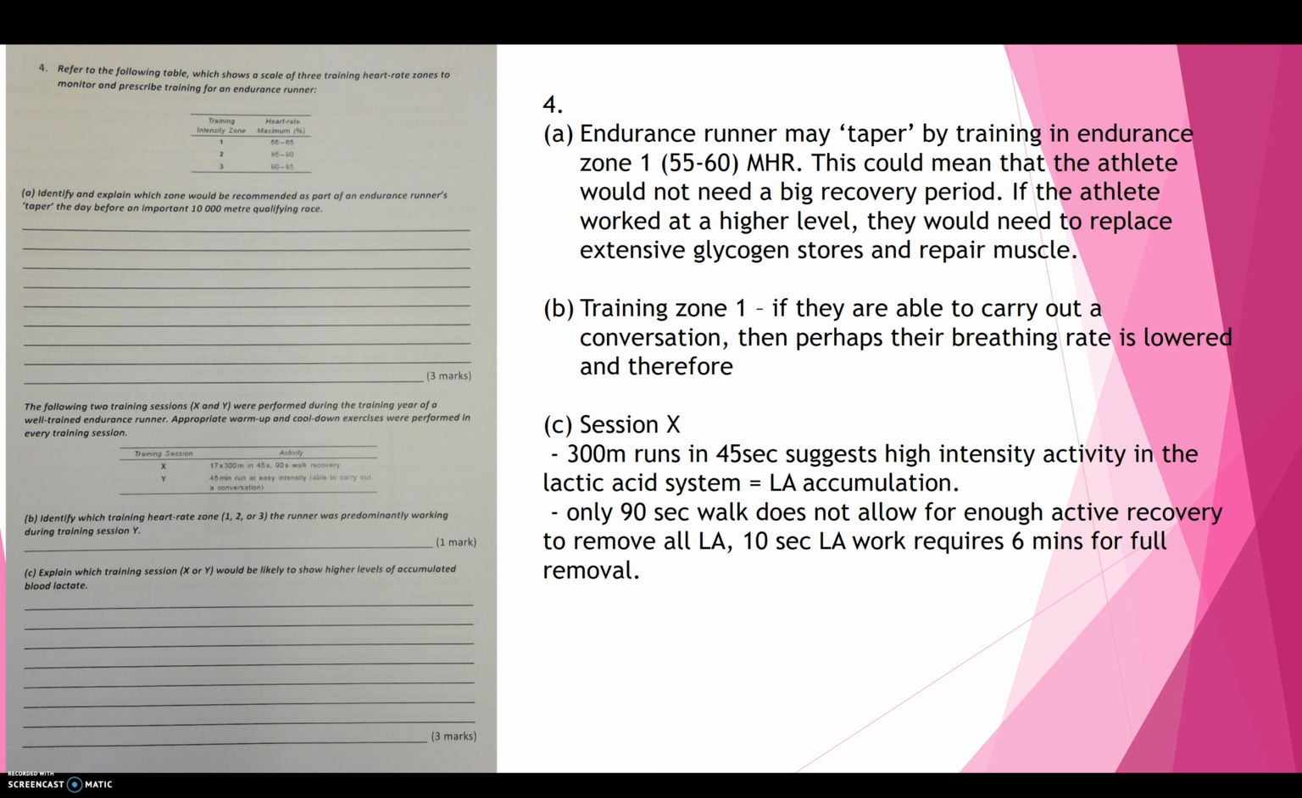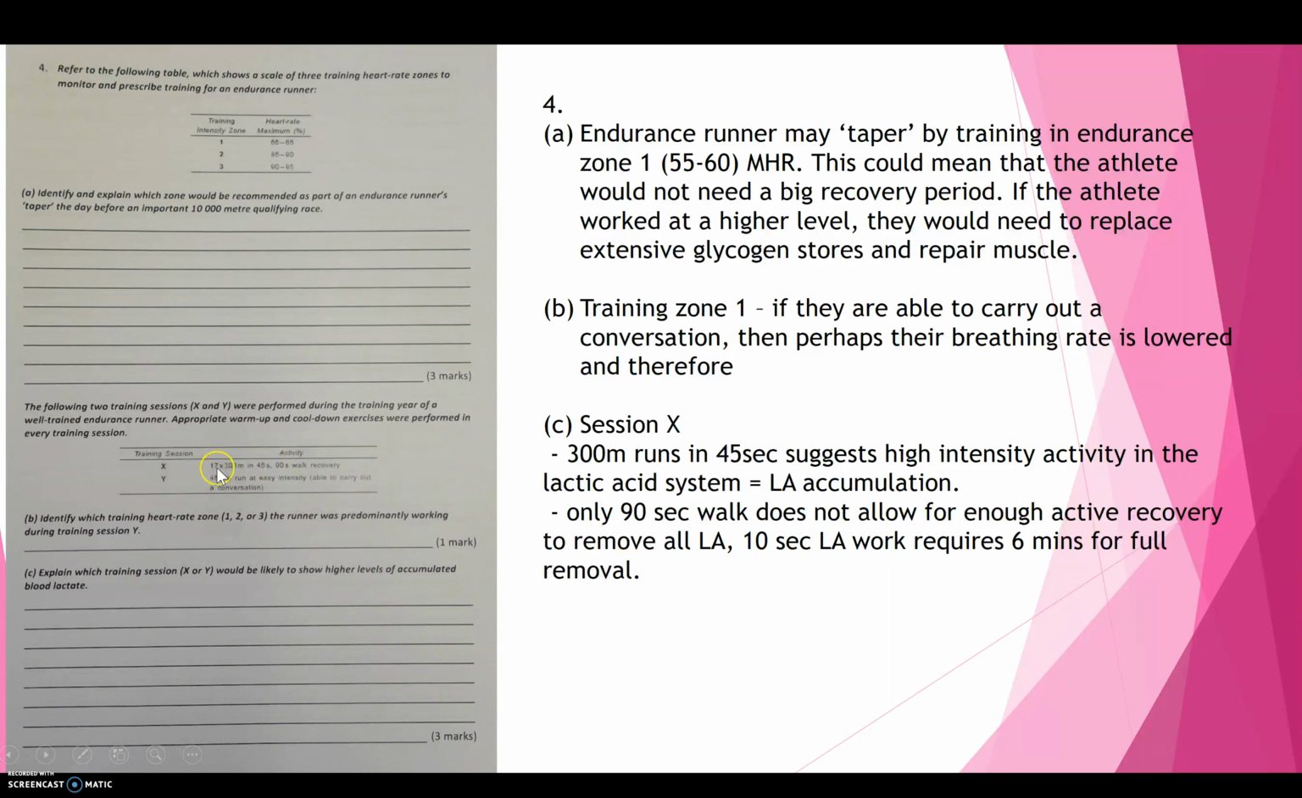C. Explain which training session, X or Y, would be likely to show higher levels of accumulated blood lactate. Because training session Y was run at easy intensity, you'd assume that training session X would be the one that would have the high accumulated levels of blood lactate without even looking at the table.